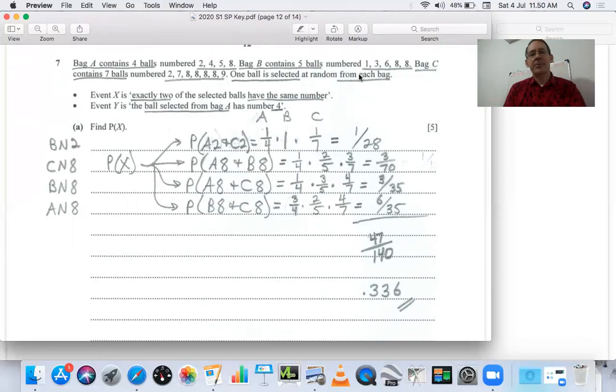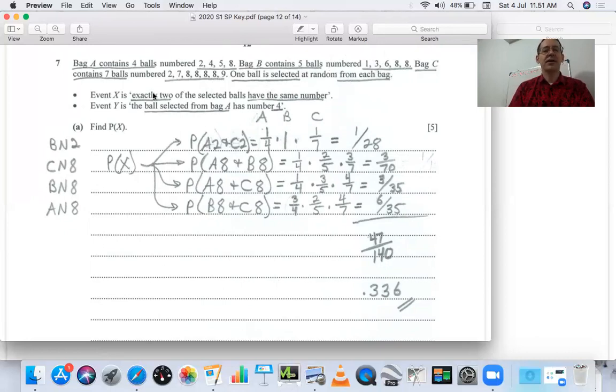Now there are other numbers in common. 4 does not have a common number. 5 does not have a common number. The 8 does. If you notice, the 3, no common number. 6, no common number. 7, no common number. 9, no common number. It's only the 2s that are common and the 8s that are common. But the 8s, all 3 of them have an 8.